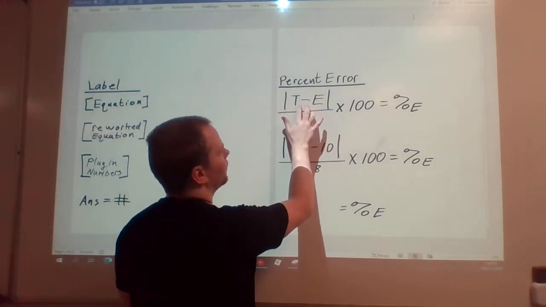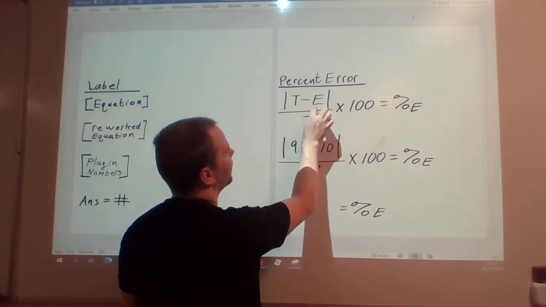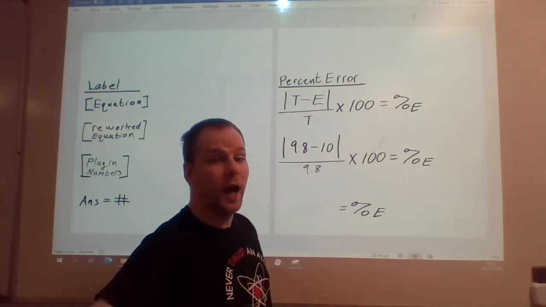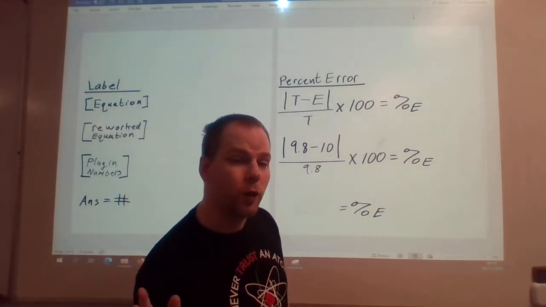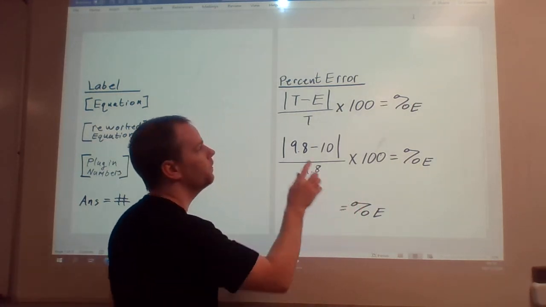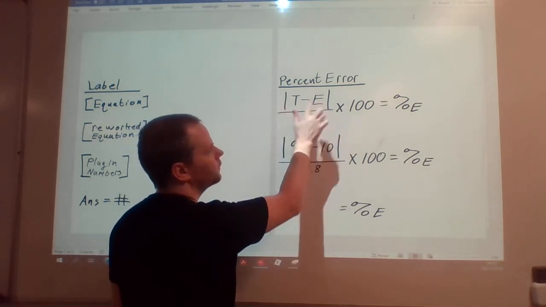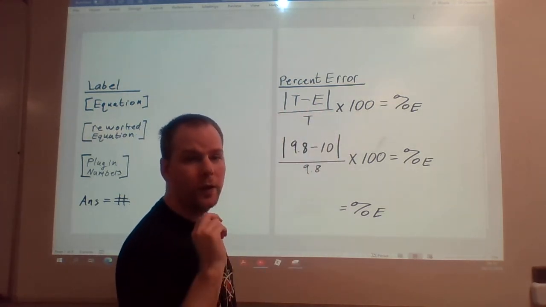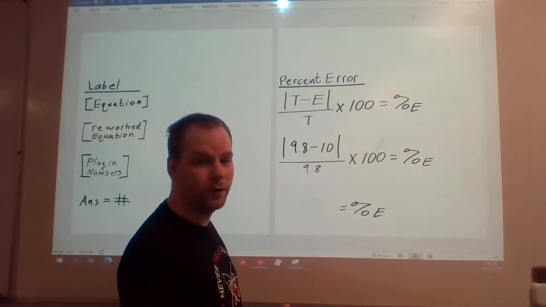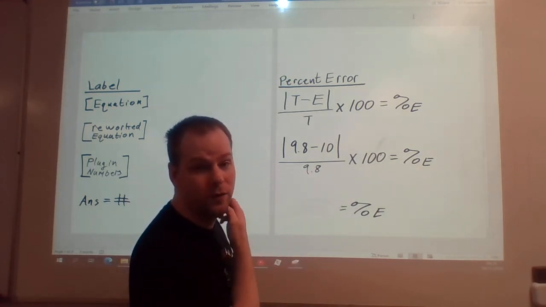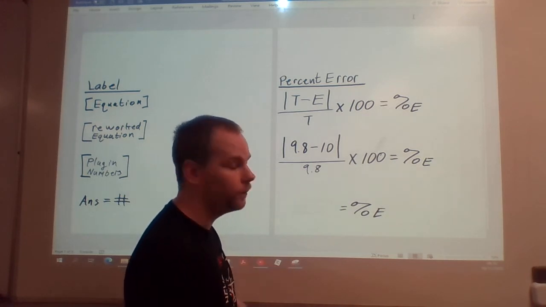It does not matter whether you take theoretical minus experimental or experimental minus theoretical. I don't care. You can do it either way. It's not going to matter. Because you ignore any negative sign that you get from that because of these absolute value bars. Okay? Percent error is not direction dependent. It's not a vector. It's a scalar value. So it has no direction, so we ignore the negative sign.